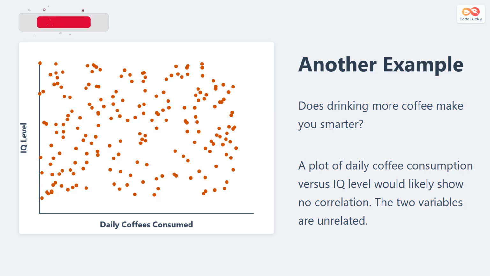Here is another case. Does drinking more coffee make a person's IQ higher or lower? If we plotted data for these two variables, we would likely see another random scatter. The amount of coffee someone drinks does not have a linear relationship with their IQ level.